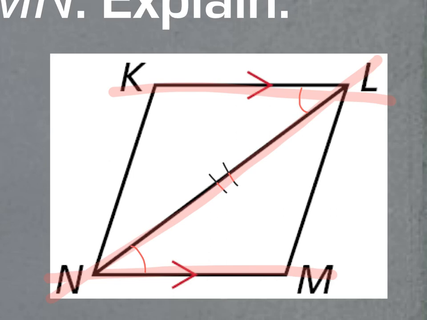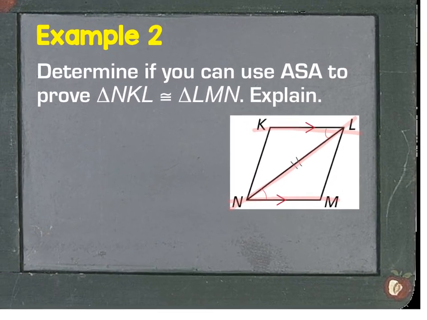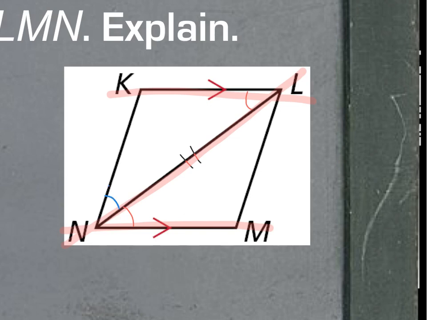The sides, KN and LN. We don't know if those are congruent, so no. So all we have here is an angle and a side. So can we use ASA? No, because we only have an angle and a side. What if it was given that this angle here is congruent to this angle here? Then could we use it? Yes, then we can use ASA.